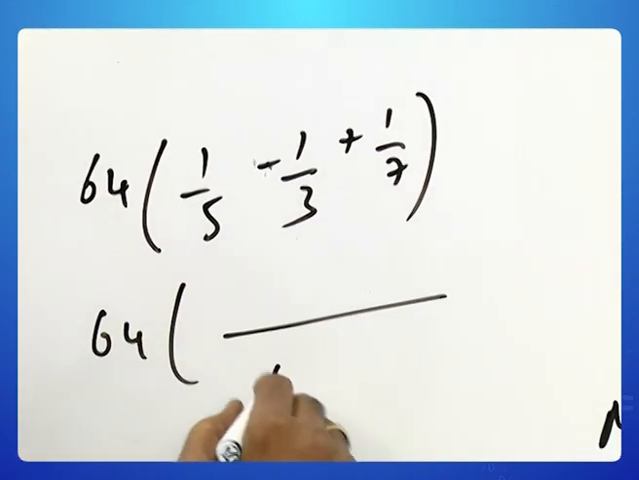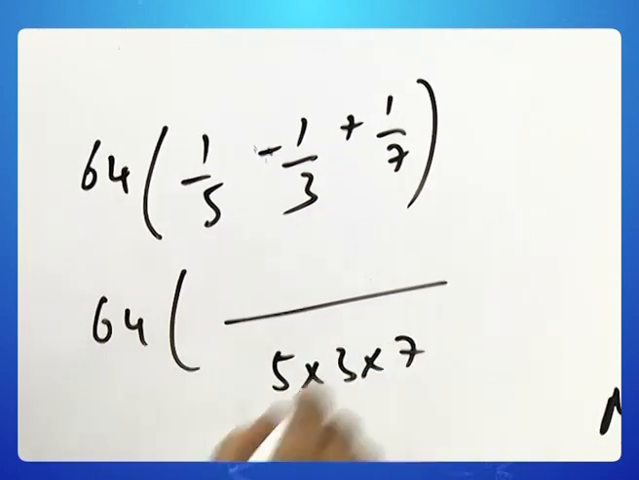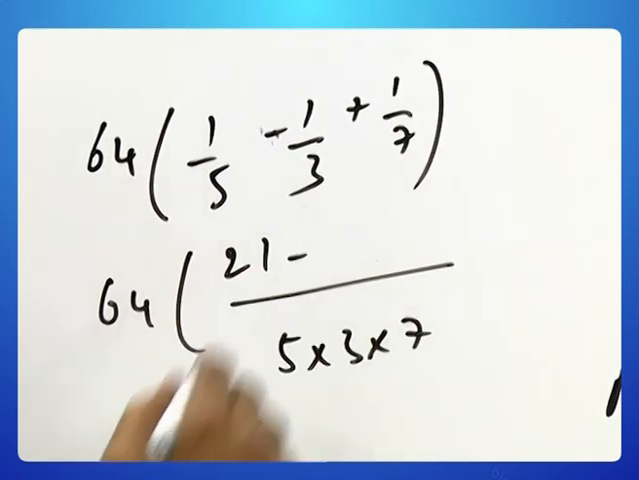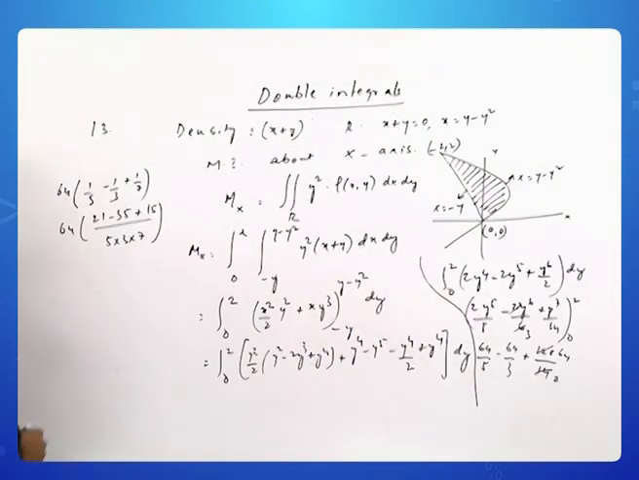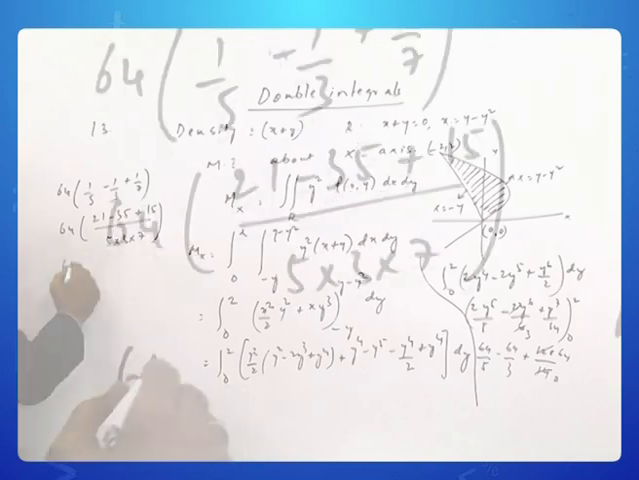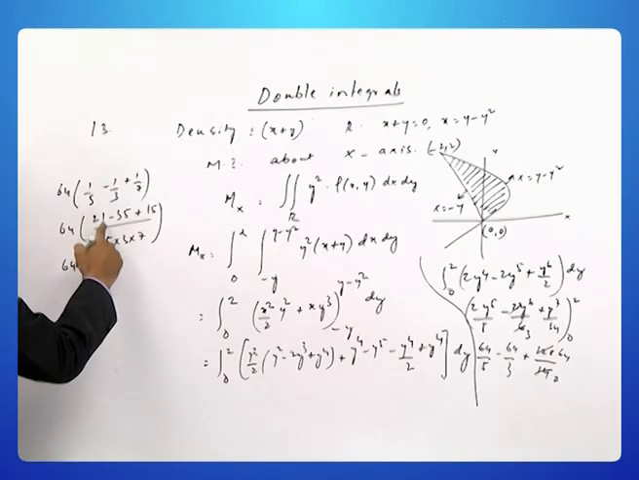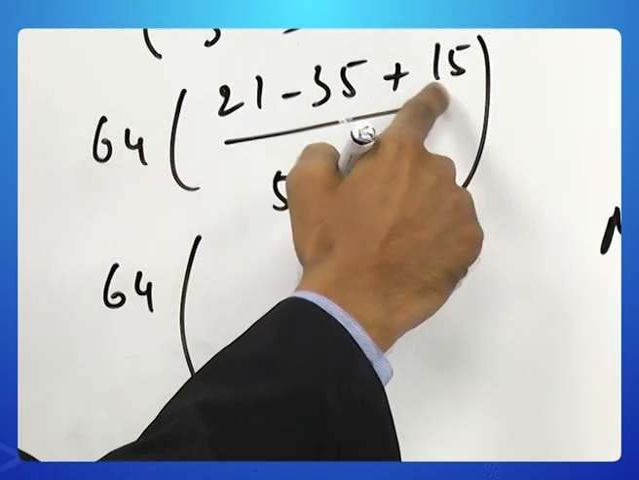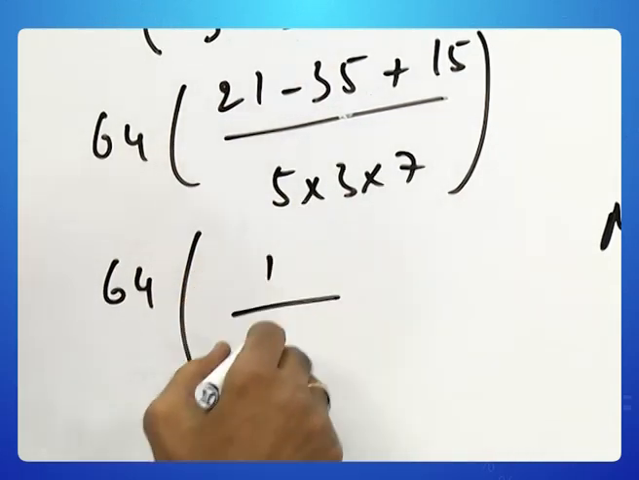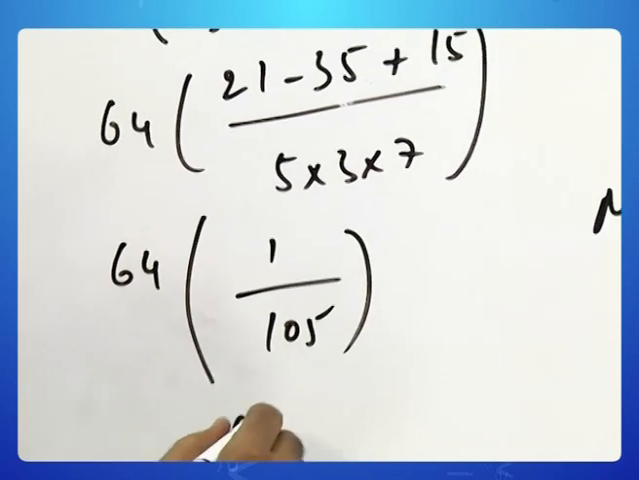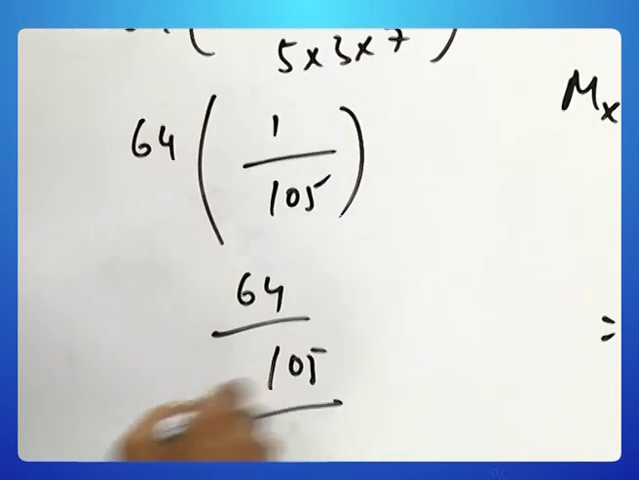LCM will be 5 into 3 into 7. So 21 here, 35 there and 15 here. So that makes it 64 into, this is minus 20. 21 minus 20 is 1 by 105. So 64 by 105. Option A.